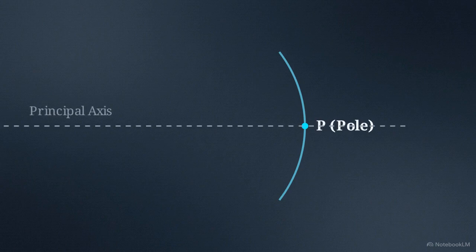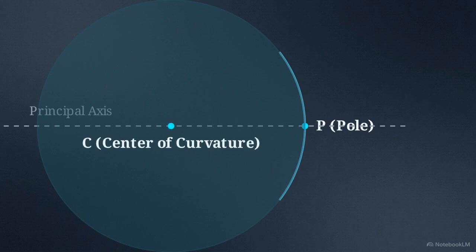To navigate a curved mirror, we map its space. The exact center of the glass is the pole. The straight horizontal line cutting through it is the principal axis. And if you imagine the curve as a complete sphere, the middle of that sphere is the center of curvature.